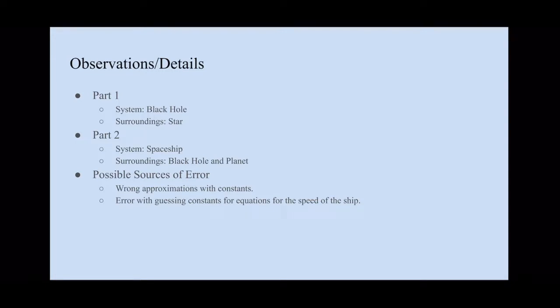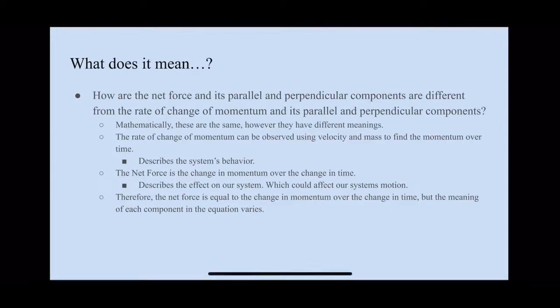In terms of how the net force and its parallel and perpendicular components are different from the rate of change of momentum and its parallel and perpendicular components, mathematically they're the same, however they have different meanings. The rate of change of momentum can be observed using velocity and mass to find the momentum over time. It describes the system's behavior. The net force is the change in momentum over the change in time. It describes the effect on our system, which could affect our system's motion.